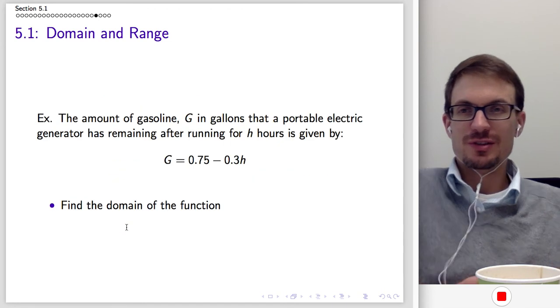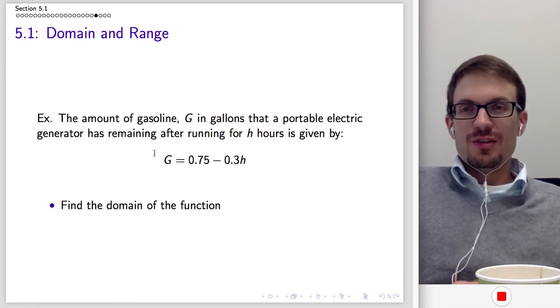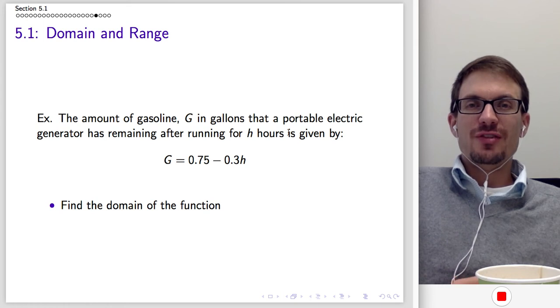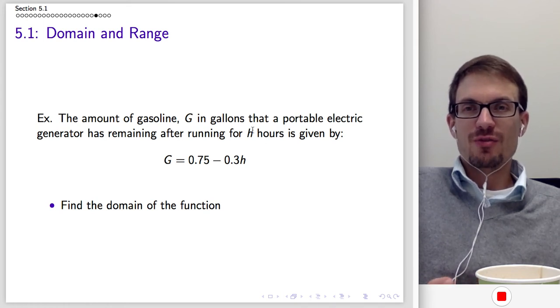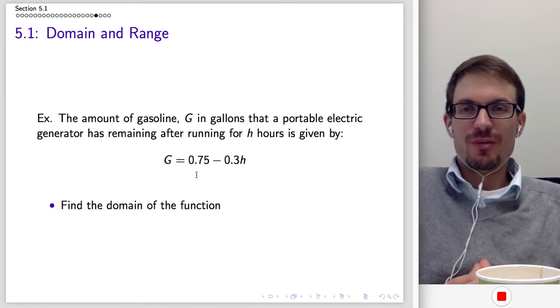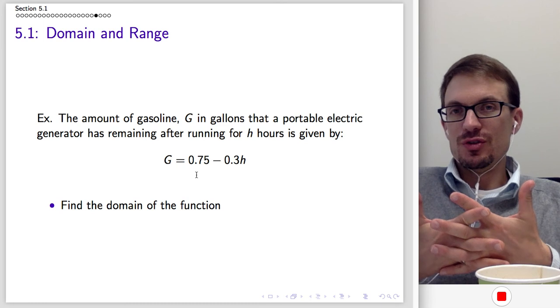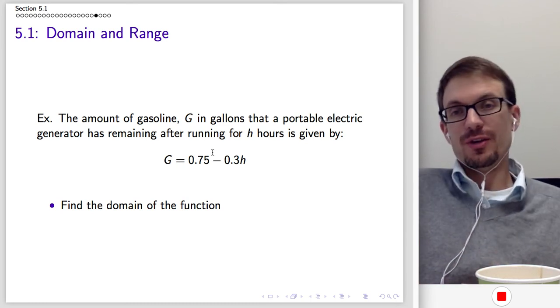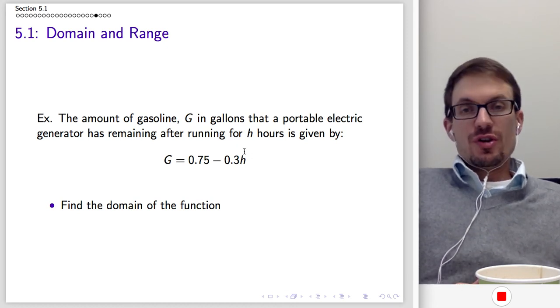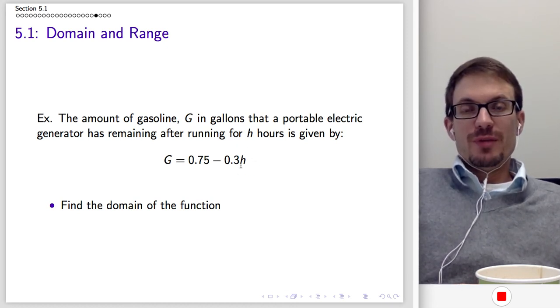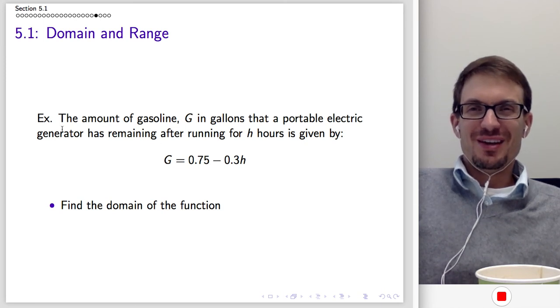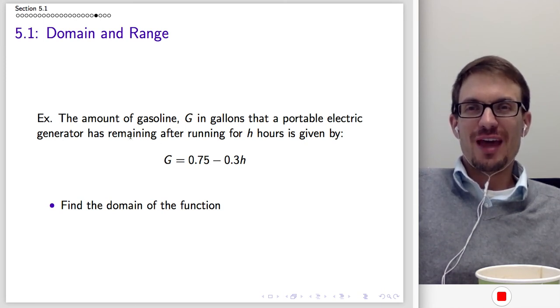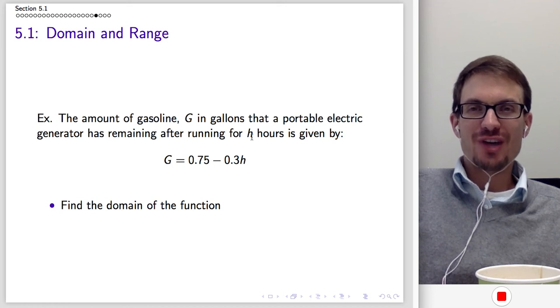Firms can make losses. Okay, so let's think of this example: gasoline. The amount of gasoline G in gallons that a portable electric generator has remaining after running for H hours is given by G equals 0.75 minus 0.3 H. Find the domain of the function. All right, so what values are we going to allow for H? Well, this requires us being a little bit clever. We know for sure we probably don't want H to be negative, right? Because if our function is defined as the amount of gallons that are remaining after running for H hours, we don't want to talk about running for negative H hours, right?